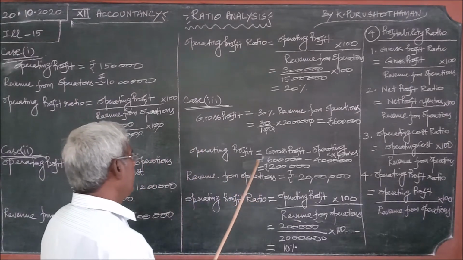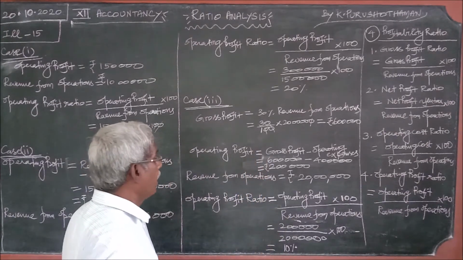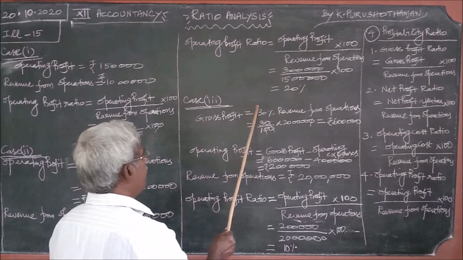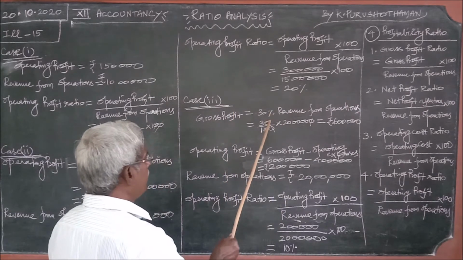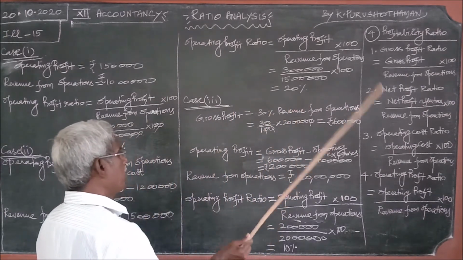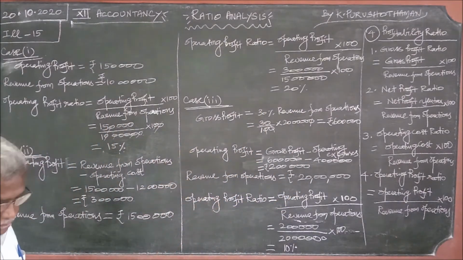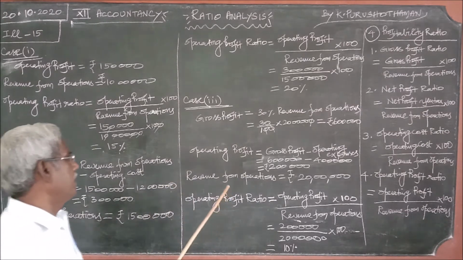Whereas here the gross profit we should calculate, that is also not directly given. Gross profit is 30% of revenue from operations. That is 30 by 100 into 20 lakhs, 6 lakhs. Okay, gross profit we have found out. And the operating expenses is given. It is not the operating cost, operating expenses is given.